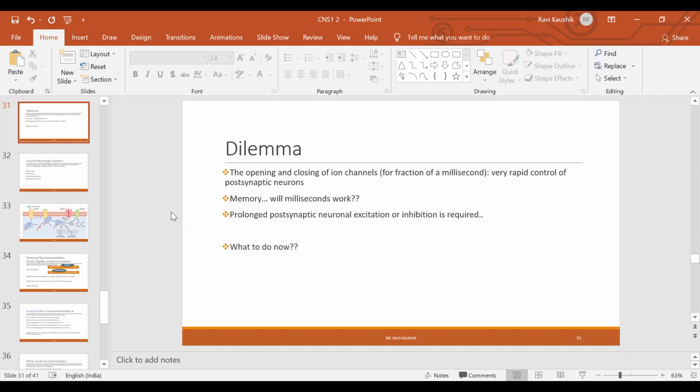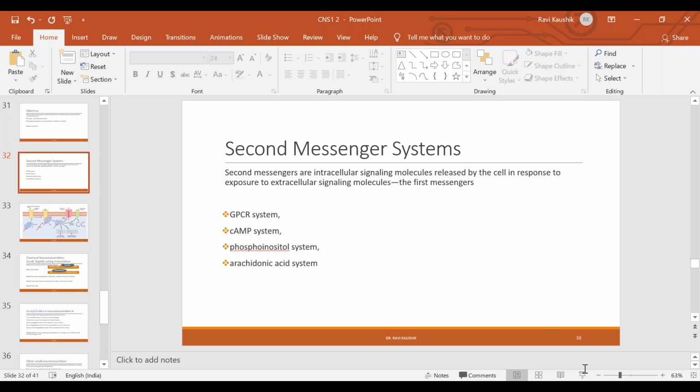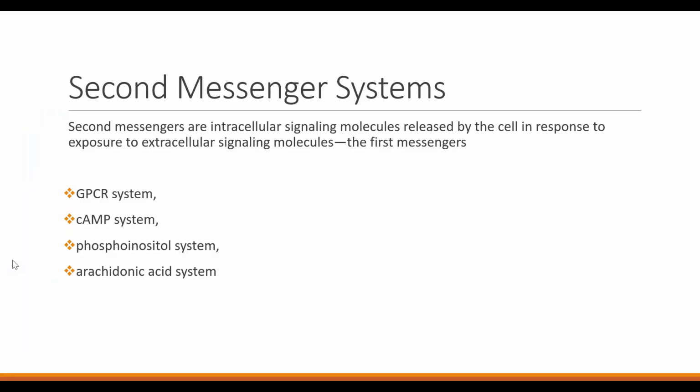So how can this be done? For the same, we have two second messenger systems. Second messenger systems refer to a set of signaling molecules which release a series of chain reactions, which lead to a change inside the cell or lead to formation of new proteins or something like that.